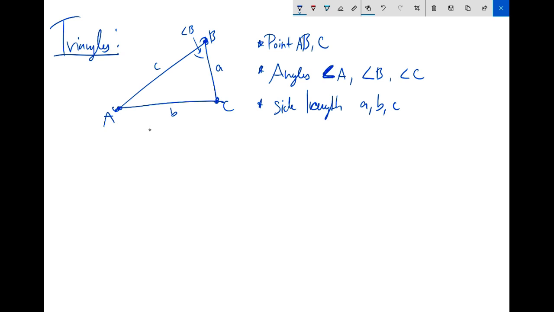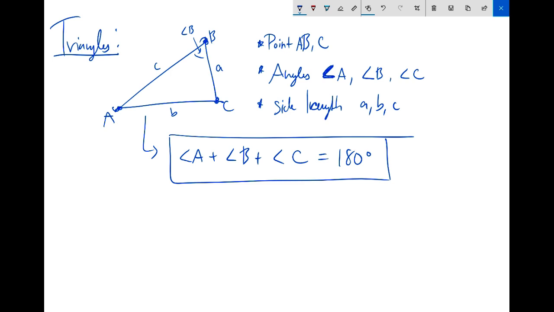All right, and then what has to be true about triangles is that if you add up all of the angles in a triangle, they have to equal 180 degrees. So this is generally how triangles are labeled. It's good to know that the angles have to add up to 180. If you have two angles in a triangle, you can always solve for the third one, right? Just figure out what it has to be to make the angles add up to 180 degrees.